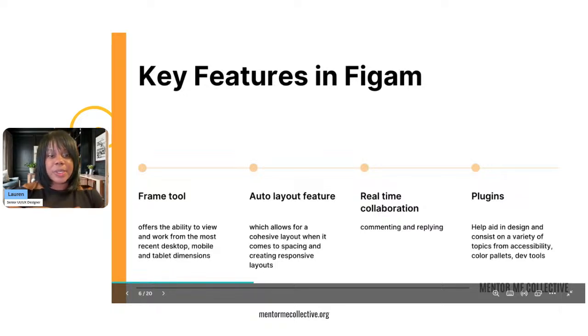Another of my favorite tools, the key tool that I would say I use the most and that was extremely helpful, is auto layout, which allows for a very cohesive layout when it comes to spacing and creating responsive design. And another feature that I really think is great about Figma is the real time collaboration. You can comment and reply, and plugins are really cool for aspects of accessibility, color palettes, and dev tools.